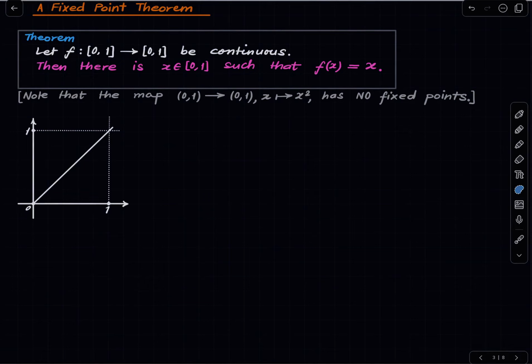Now, suppose f(0) were already 0. Then we have found our x. Alright, so we may assume that f(0) is non-zero and therefore f(0) must be some positive number in this interval. So let's say f(0) is somewhere here. We are trying to see what the graph of f looks like. Similarly, if f(1) equal to 1, then we were already done. So f(1) can be assumed to be less than 1 in the adverse case. So let's say f(1) is somewhere here.